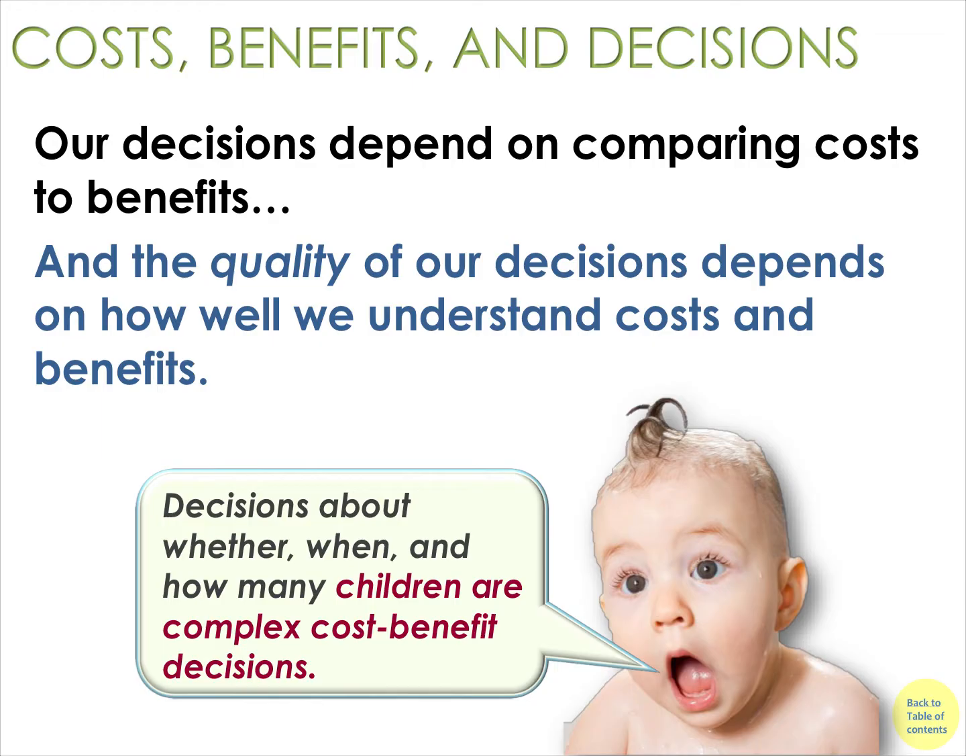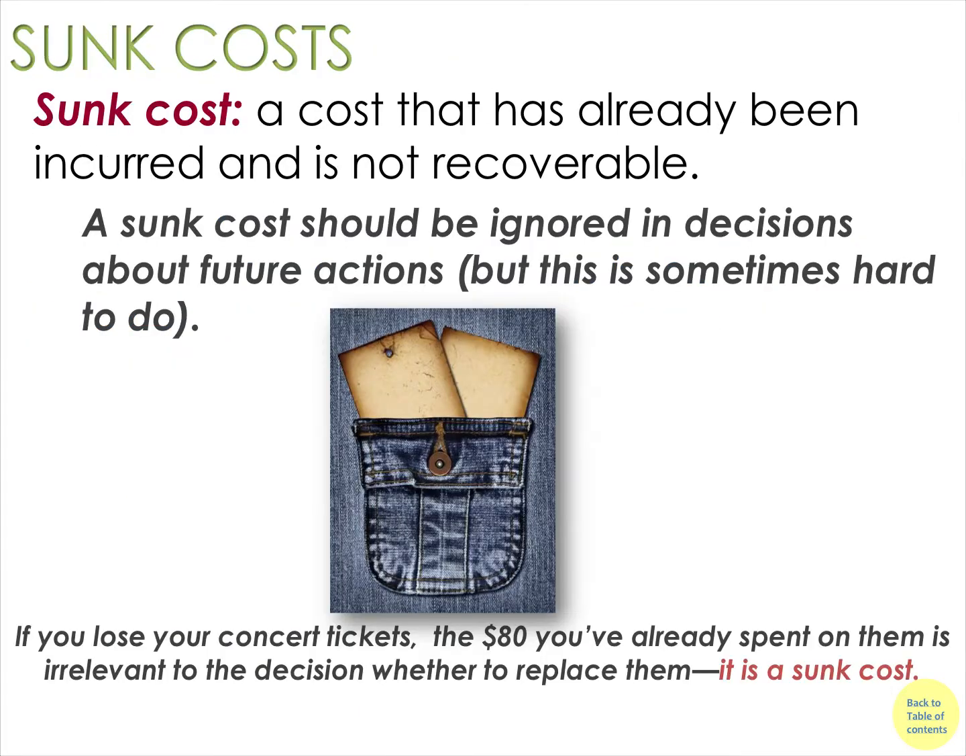If you think about our decisions, the costs and benefits of all decisions are sometimes pretty complex. So the quality of our decisions depends on how well we understand and can make sense of those costs and benefits. Like most of us, deciding about having children is a very complex decision. Here's an example of how we sometimes go awry with our rational decision making.